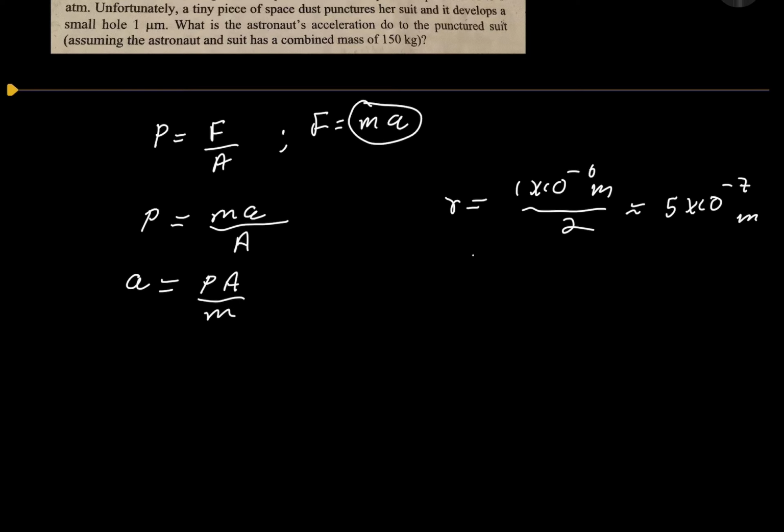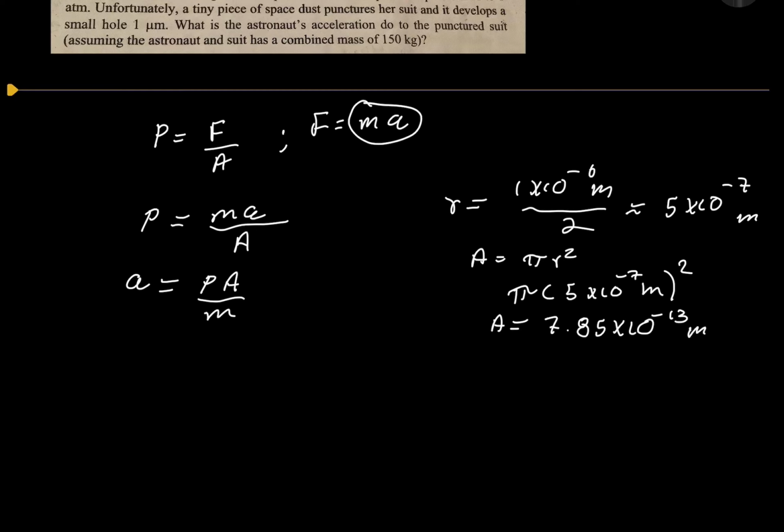The area will be pi r squared, where pi is 3.14, and r is 5 times 10 to the negative 7 meters, squared. So let's square this, then we multiply by pi, so we get our area, which is roughly 7.85 times 10 to the negative 13 meters squared. Okay, so we found our area.